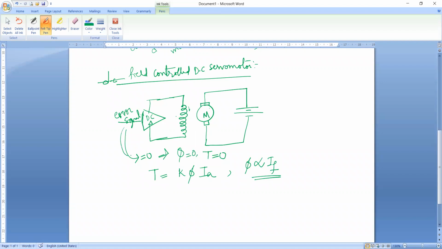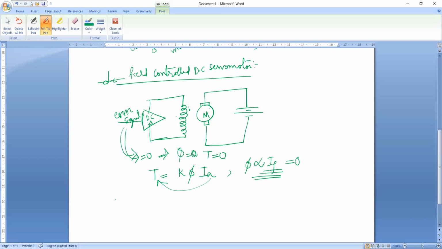When the error signal is zero, the flux produced by the field winding is zero. When the flux is zero, the field current is almost zero. When the field current is zero, the torque developed in a servo motor is also zero.